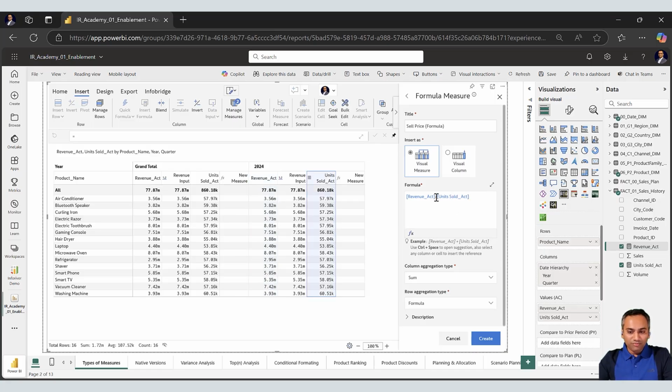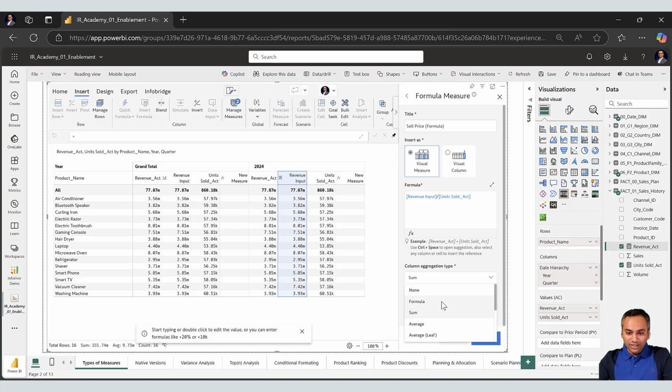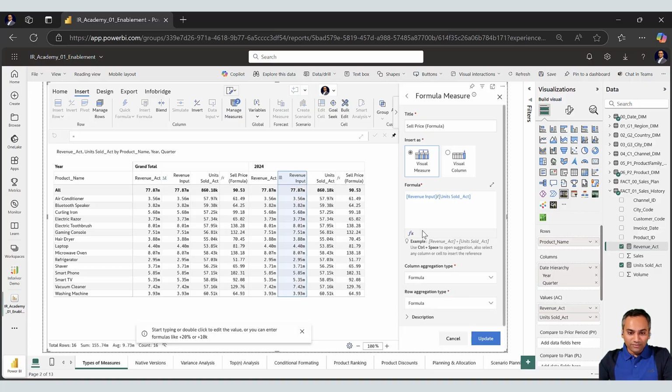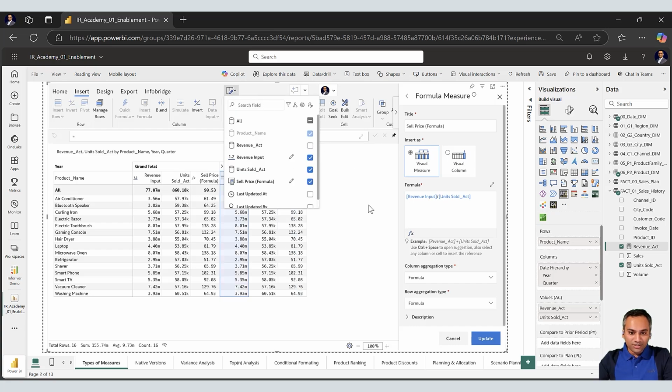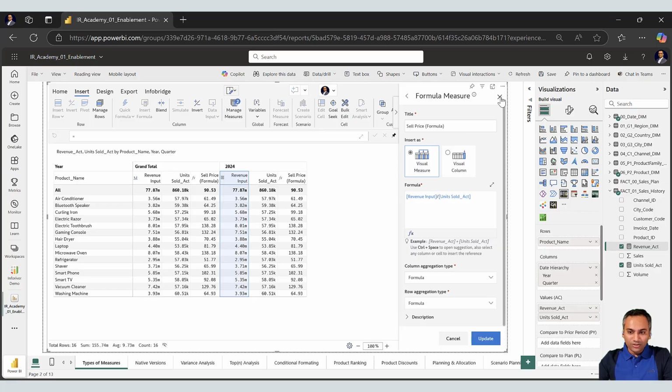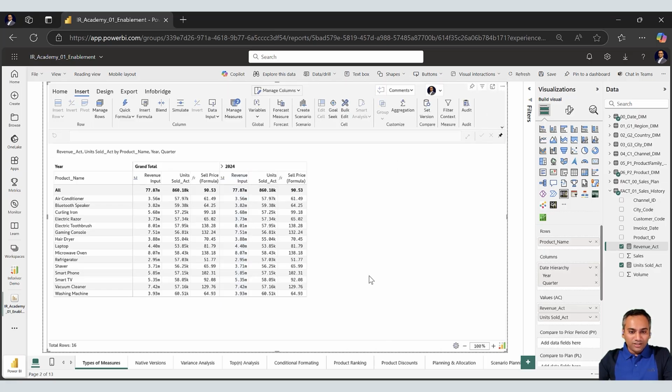So this is my native measure. This is my native measure again. What I can do is I can replace this native measure with my data input measure and aggregate the columns by formula and create. Now, just to manage the columns, I'll click here and get rid of my explicit measure. Update this, close this pane. So we have seen data input measure within Inforiver, a formula measure within Inforiver, an explicit and an implicit measure treated as native measures coming from Power BI.